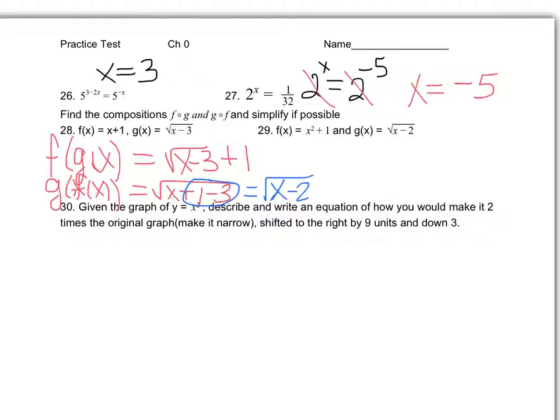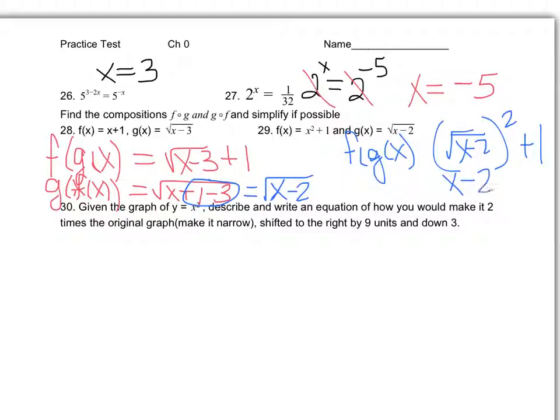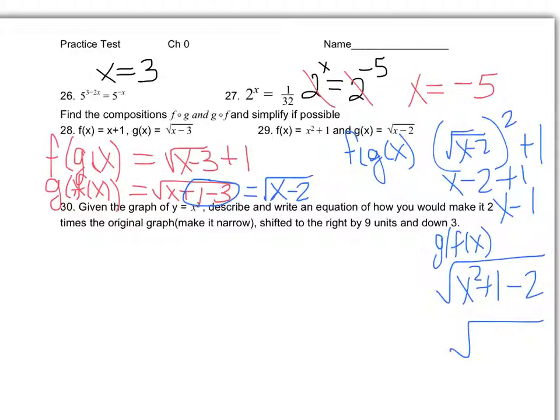Okay, on 29, it's kind of the same process here. If you go f of g first, you have the square root of x minus 2, and you get to square it, and then plus 1. So when you square that, the square root goes away, and it's x minus 2 plus 1, which leaves you with x minus 1. You go backwards, g of f of x, so you start with x squared plus 1, but then you're going to put the square root of it, and then minus 2. So you'd have the square root of x squared minus 1.